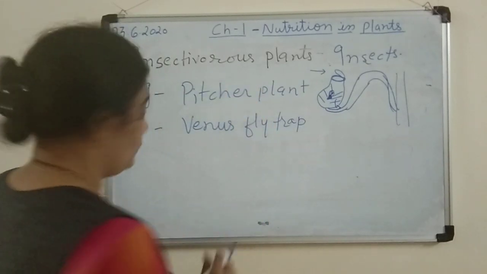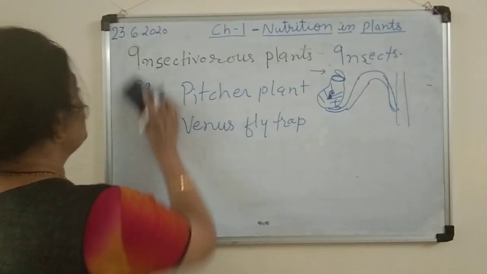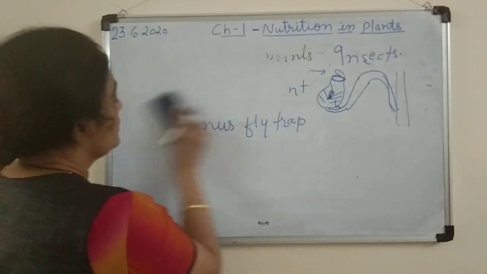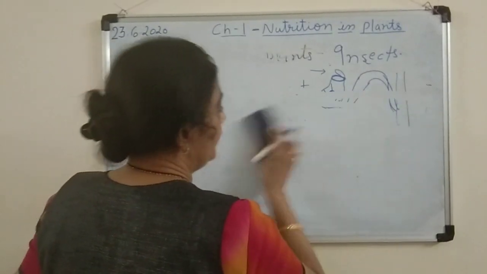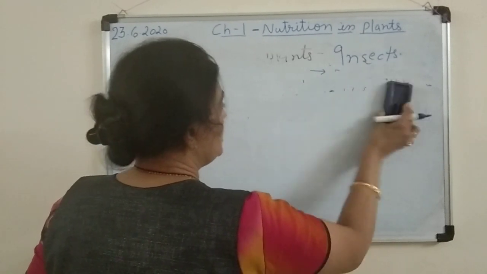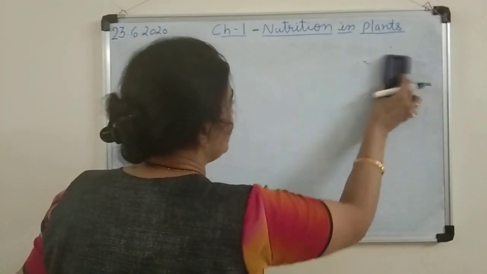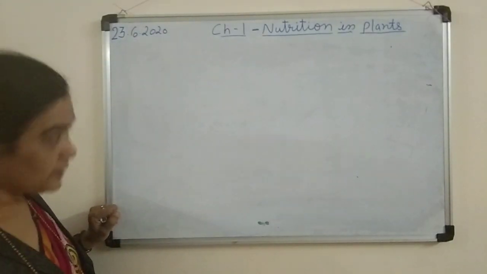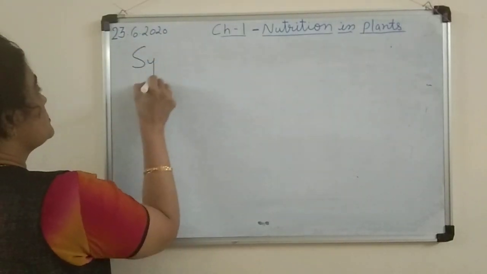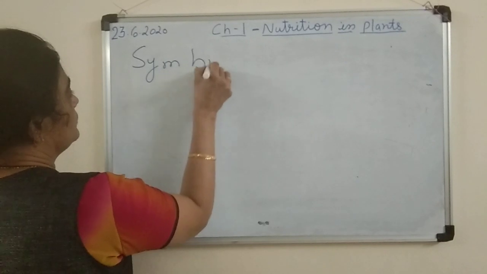Now the next category is symbiotic. Organisms living in association with each other, that is known as symbiotic. Sym means together. Symbiotic.